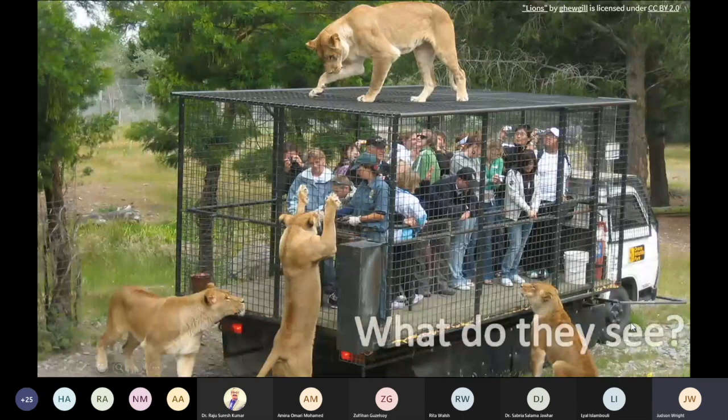And our first question is, what do they see? So we did a see, think, wonder about what we see. What does she see as she's looking out from her perspective? Yeah, she sees a lion in front of her. Waiting for food desperately.